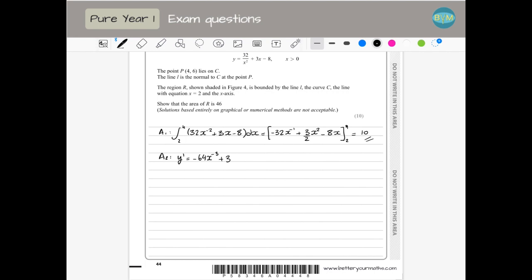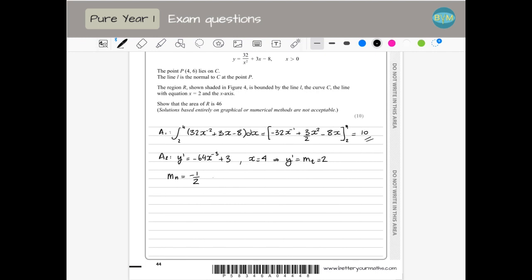So this is giving me the gradient at any point, but I want the gradient when x is 4. I want the gradient at P. So if I substitute x by 4, I have minus 1 plus 3, which is 2. So the gradient of the tangent is 2, which means the gradient of the normal is going to be minus 1/2.